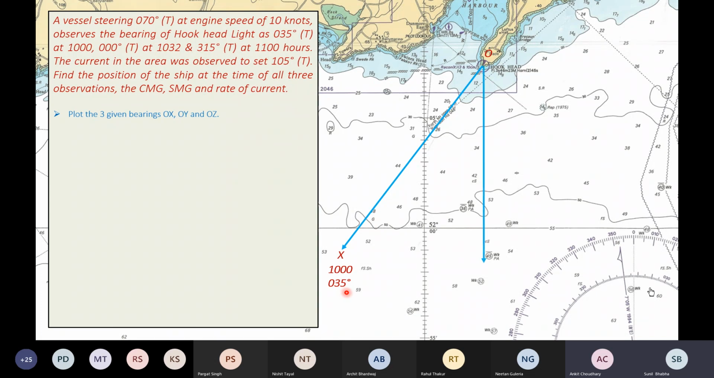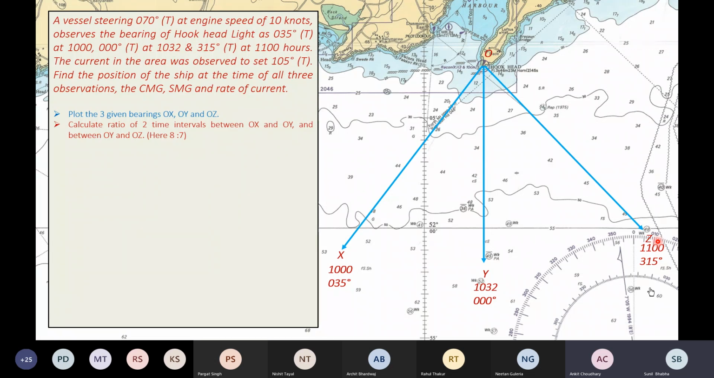The second bearing was taken at 1032 hours. The bearing was 000, and let's mark this bearing line as OY. So we have the second bearing line on the chart. The time is mentioned here as 1032. The bearing is also mentioned as 000. The third bearing was taken at 1100 hours. The bearing was 315. So we have plotted this third bearing on the chart, and let's name this bearing as OZ.